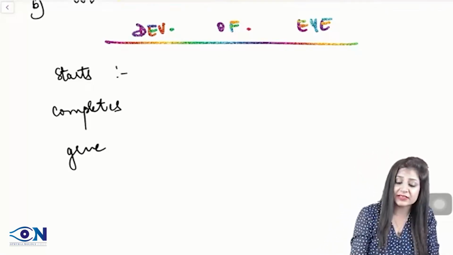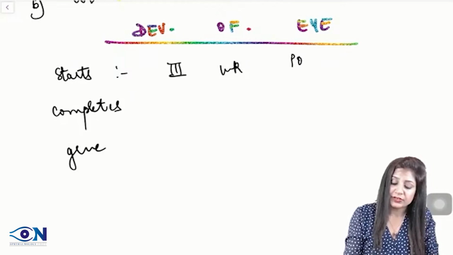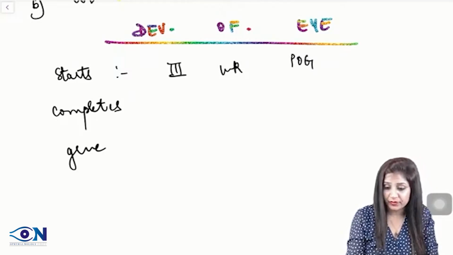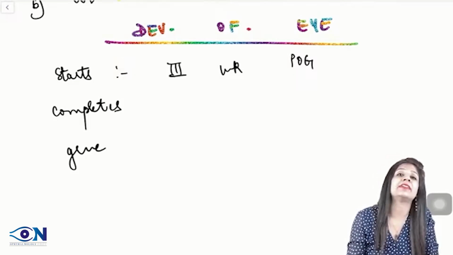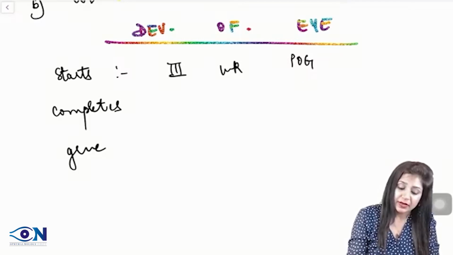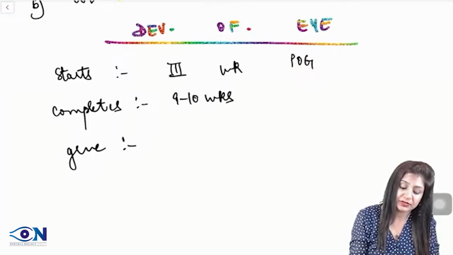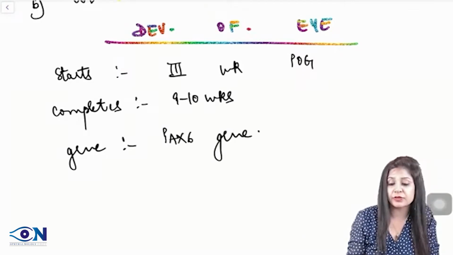So it starts at third week of gestation. Bilateral sudden in diabetes can happen. Yes, sudden and bilateral can happen in cases of macular involvement, macular edema. It completes at 9 to 10 weeks, and the gene responsible will be the PAX6 gene responsible for the development of the eye.